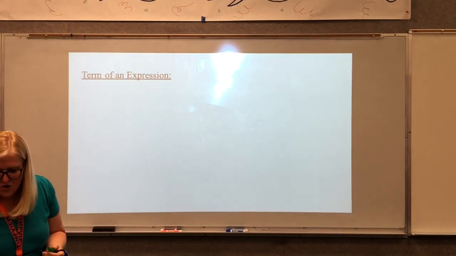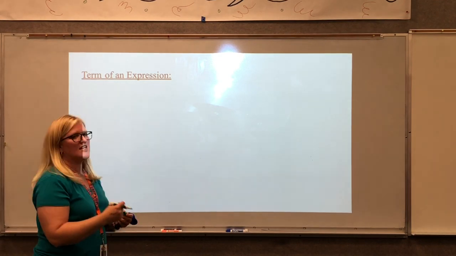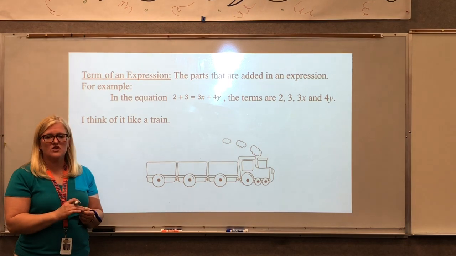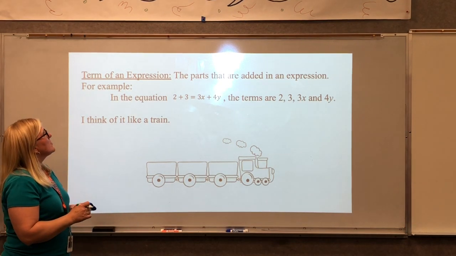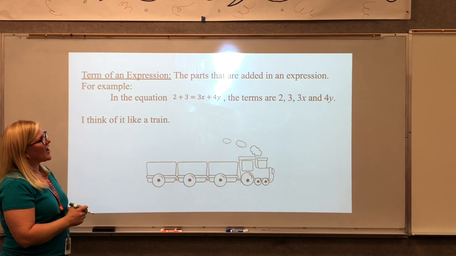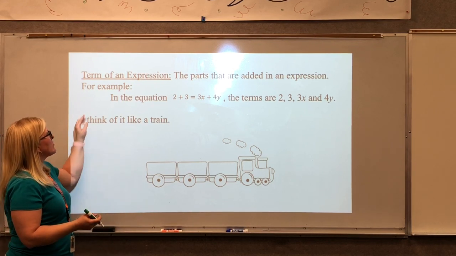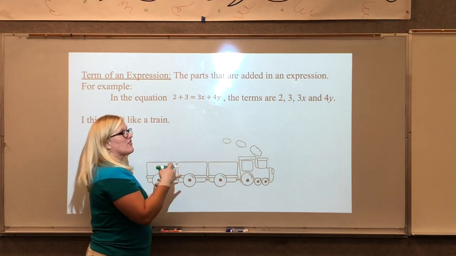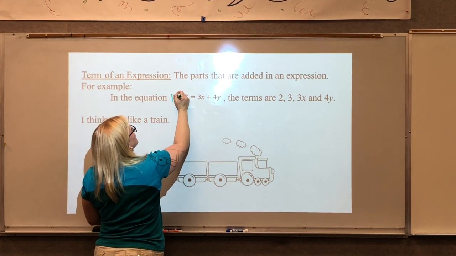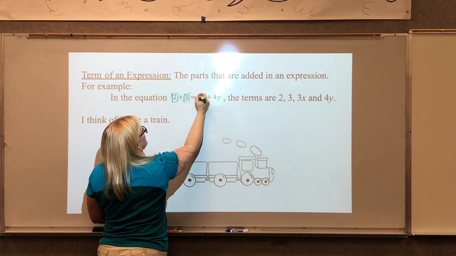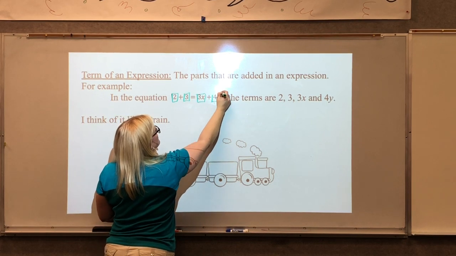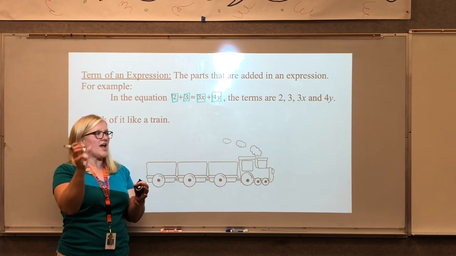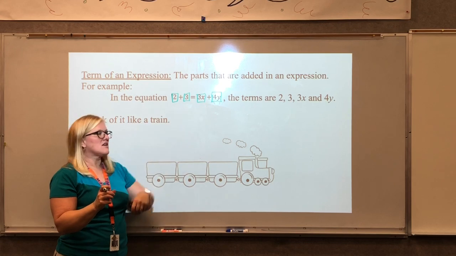Okay, so the term of an expression. Like I said, pause if you need to write this stuff down. The term of an expression is the parts that are added in an expression. For example, in the equation 2 plus 3 equals 3x plus 4y, the terms are 2, 3, 3x, and 4y. Okay, so they're the things that are divided up by the equal sign, the plus signs.